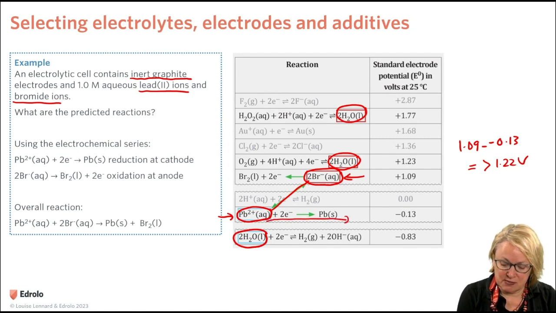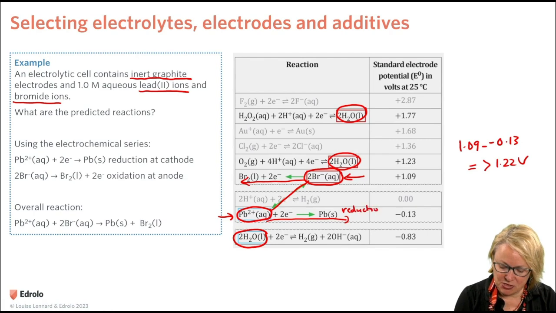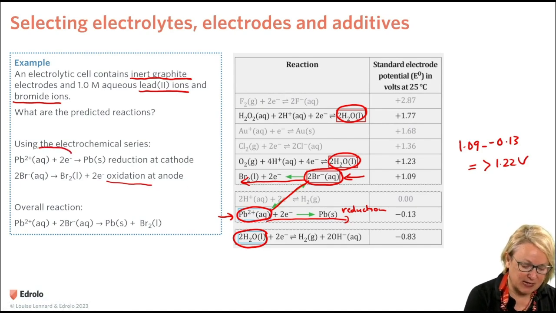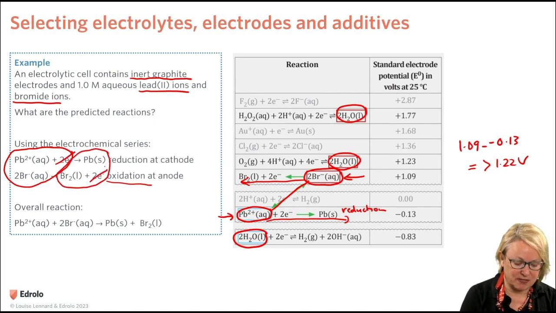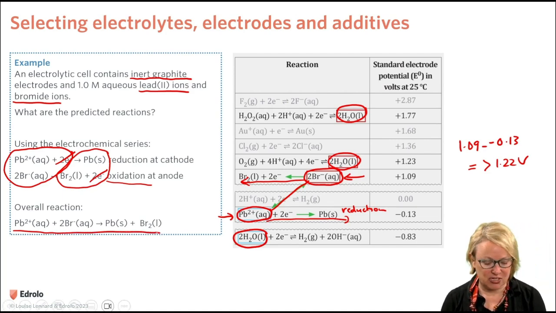This going forward, this going backwards. Okay, so we've got lead being deposited at the cathode. So this is our reduction half equation. The oxidation half equation is the reverse. So we have bromide ions forming bromine liquid and 2 electrons. That's the oxidation. Then we add all the reactants together. We add all the products together. We cancel out the electrons and we're left with our overall electrolytic redox reaction.